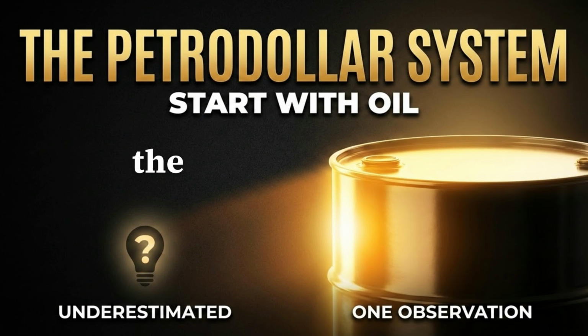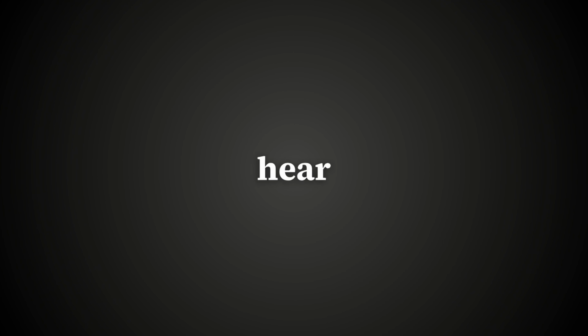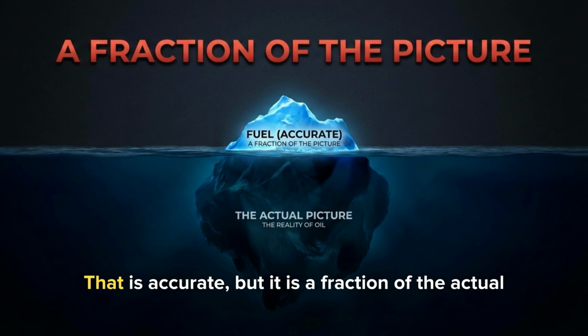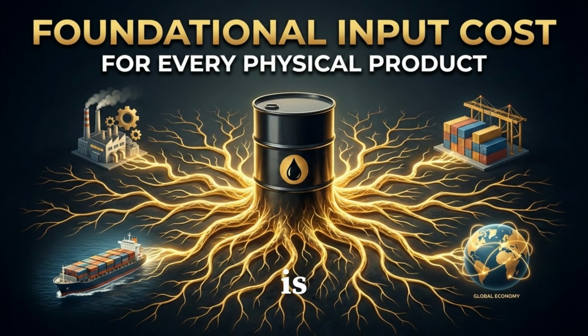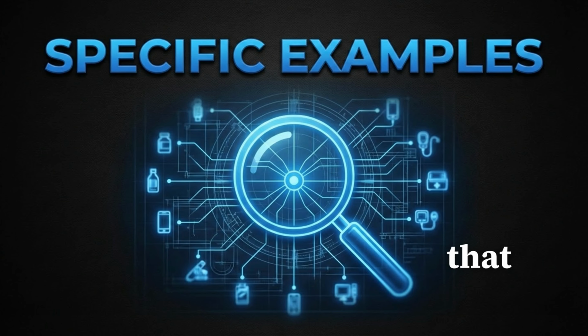To understand why the petrodollar system exists, you need to start with one observation about oil, one that most people systematically underestimate. When most people hear the word oil, they think about fuel, petrol at the pump, diesel for trucks, jet fuel for planes. That is accurate, but it is a fraction of the actual picture. Oil is not just an energy commodity in the modern global economy. It is the foundational input cost for virtually every physical product manufactured and traded on Earth. Let me be specific about exactly what that means.